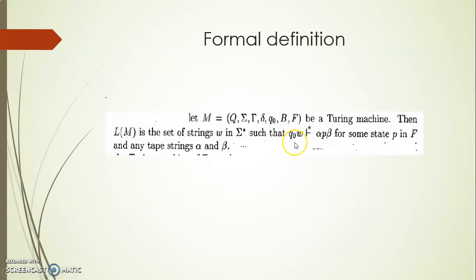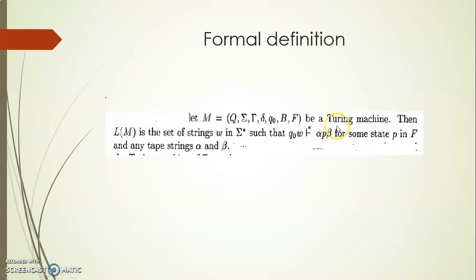Such that I'll start from the starting state, which is the starting state from the 7 component, Q naught. What is my input string W? I make moves. So this symbol represents the move. How many moves do I make? Zero or more moves. Why have they given the star? Because I cannot determine the number of moves exactly.